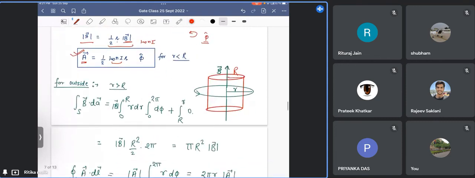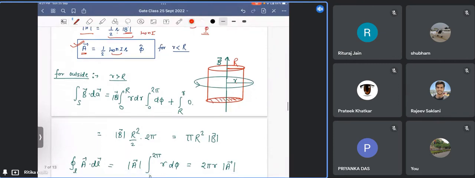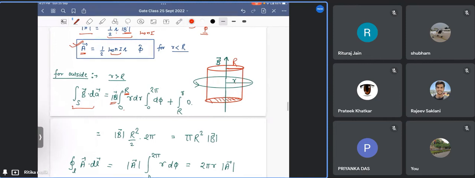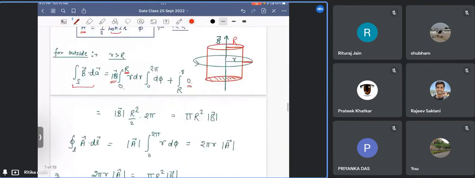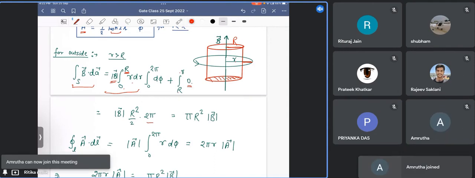Let us consider the case outside the solenoid. If capital R is the radius of the solenoid, we have to take the Amperian loop outside of it. This radius is small r. Our magnetic field is non-zero only inside this region, which is inside the solenoid. So when we calculate the surface integral of B dot dA, from 0 to capital R the magnetic field is finite, so we integrate it the same way, but from capital R to small r, that is this part, the magnetic field is zero. So when we integrate this, it will become mod B capital R square by 2 into 2 pi.